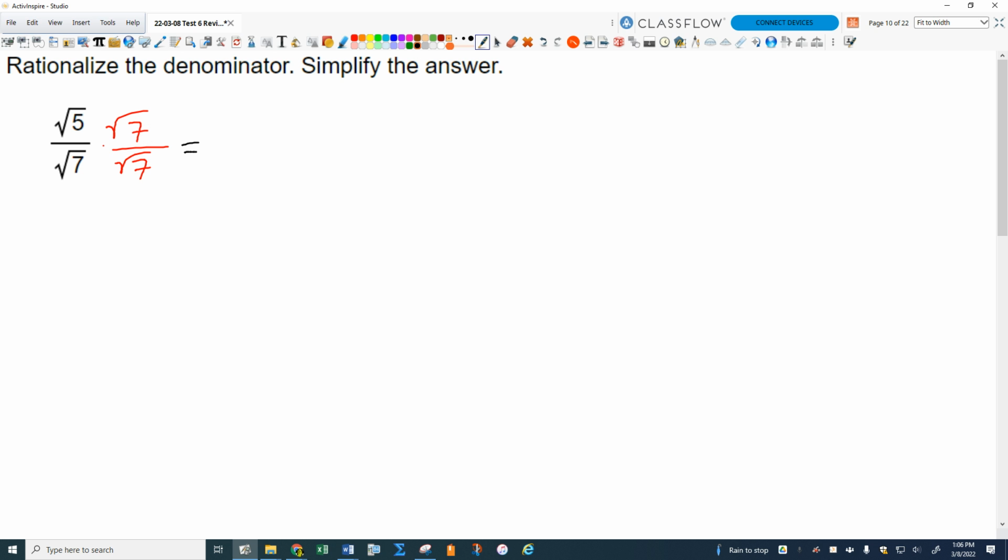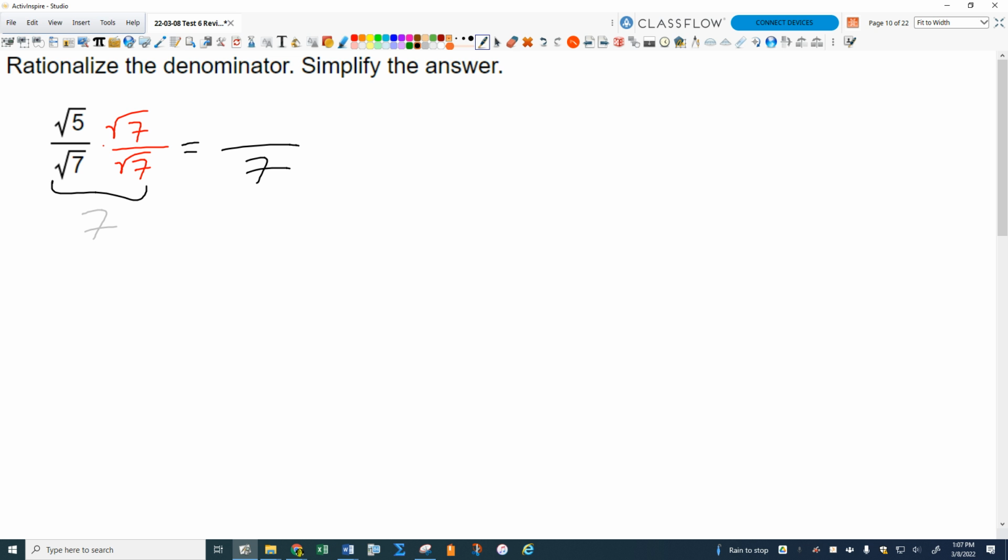Okay, what's that give me? Now on the bottom, I'm multiplying two inside numbers. Square root of 7 times square root of 7 is square root of 49, which is 7. And we knew that because anytime we multiply a square root by itself, it just ends up undoing the radical, right? So on the bottom, I'm getting a 7.